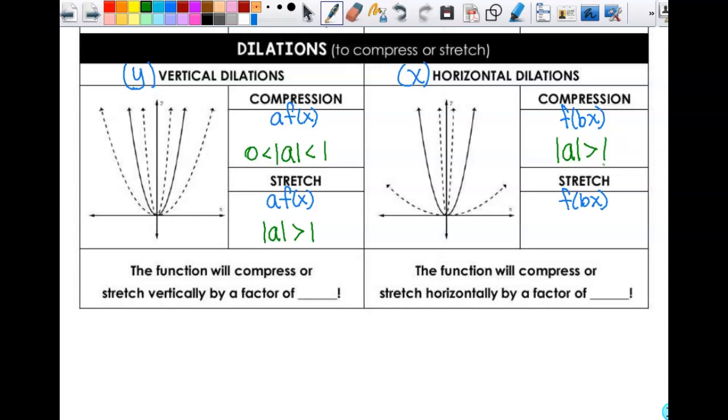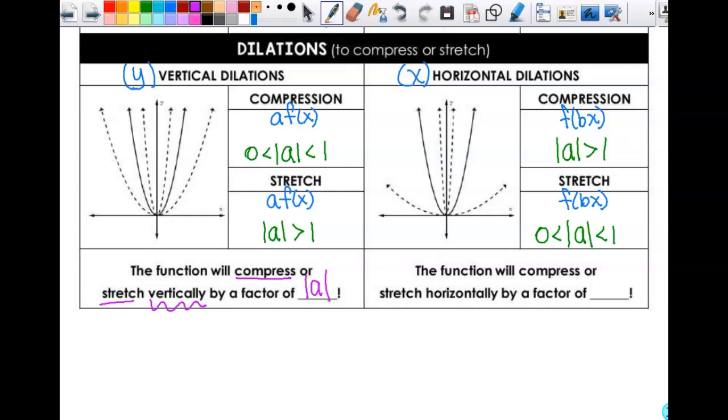For the stretch, that's when the absolute value of a is between 0 and 1. So if it's fractional. So the x and y's work differently. Y makes sense logically. X lies, so you have to do it backwards. So when we compress or stretch vertically, it will compress or stretch vertically by a factor of the absolute value of a, whatever it is. If it's 2, it stretches by a factor of 2. If it's 1/2, it compresses by a factor of 1/2.